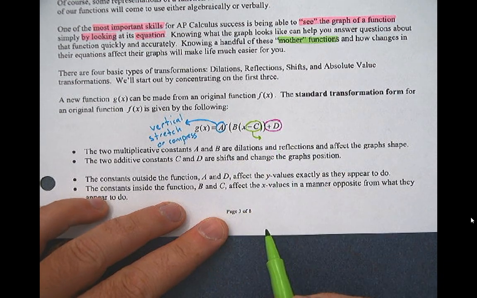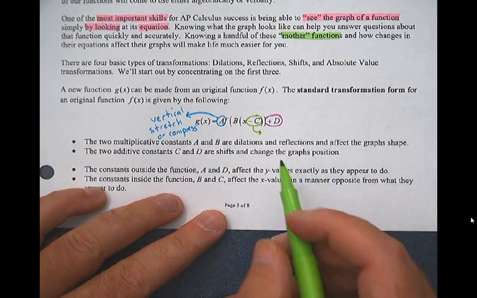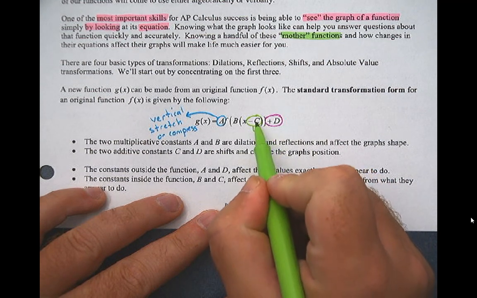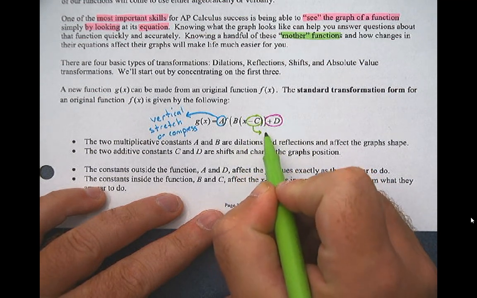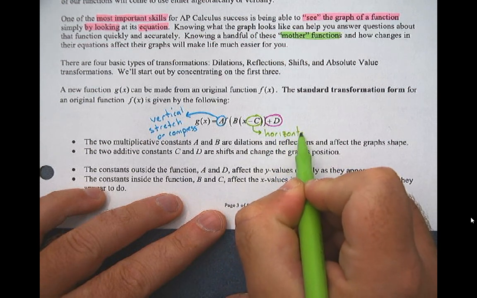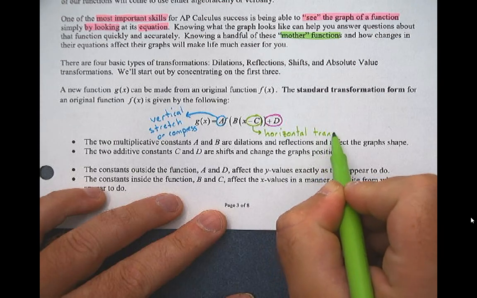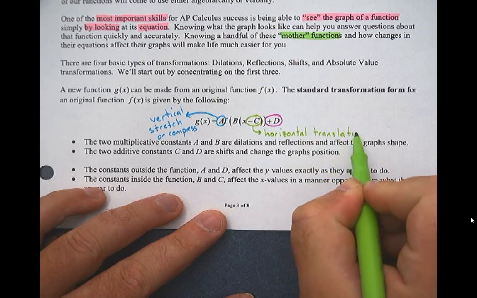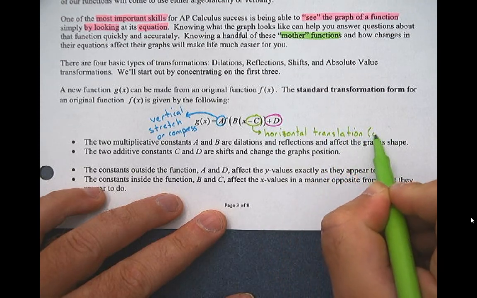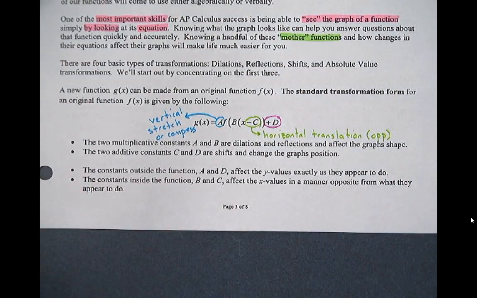Now our fancy term, we called them shifts last year. I'll call them shifts in person, but we should probably call them translations. Now who's this connected to? It's with X, so it's going to be a horizontal translation. And then I'm going to write opposite in parentheses. Remember that that one does the opposite of what it says.